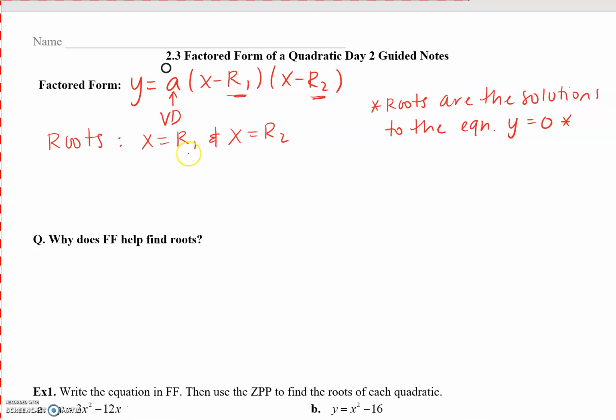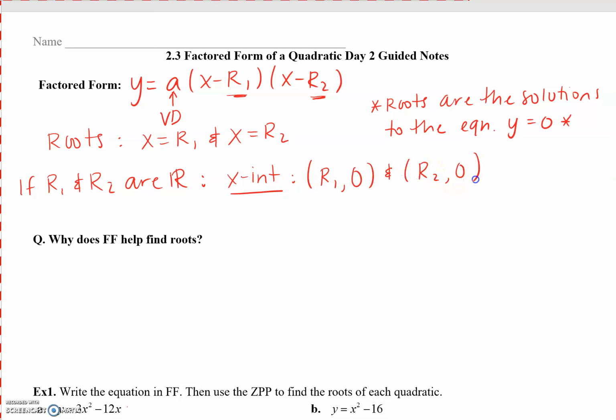Now if these roots, r1 and r2, are real numbers, then I can even go a step further and talk about them as x-intercepts. So my x-intercepts would be (r1, 0) and (r2, 0). Notice that roots and x-intercepts are the same thing as long as the roots are real numbers. We are only going to see real numbers today. We will not see what are called imaginary numbers until next week. So for now, you should always be able to call them x-intercepts.